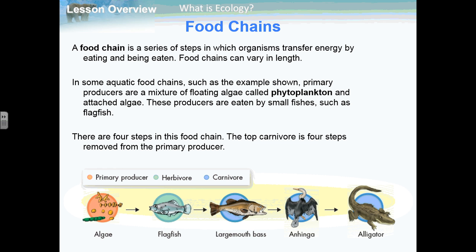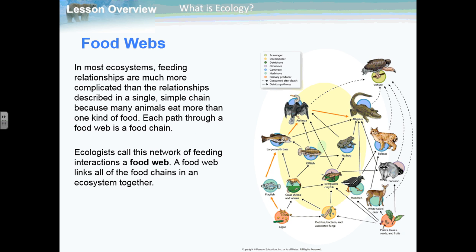And so when you start looking at the flow of energy and the flow of materials through this feeding relationship, you create a food chain. It's a series of steps where we're transferring energy as well as materials. For example, this food chain shows the steps from the algae, which are the producers, the autotrophs, step by step to our top predator, the alligator. And at each step in that food chain, there's energy transferred and there are materials transferred.